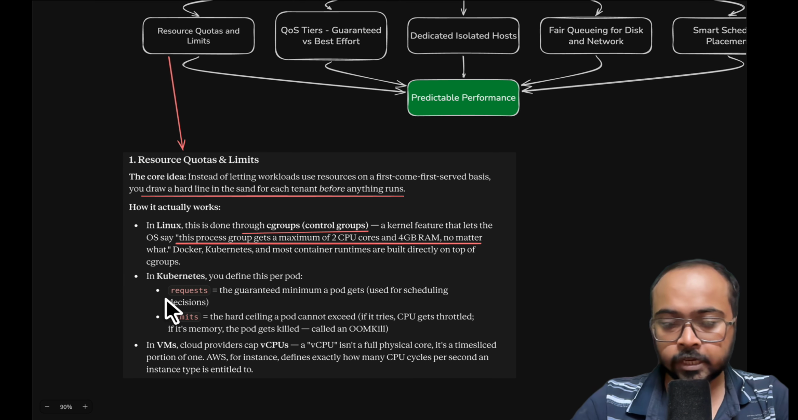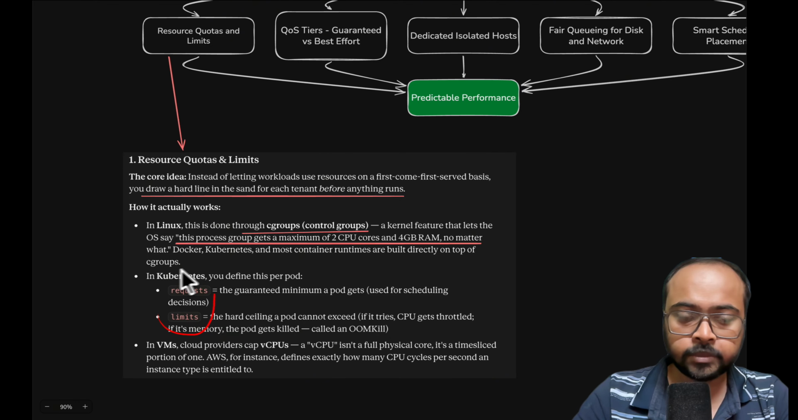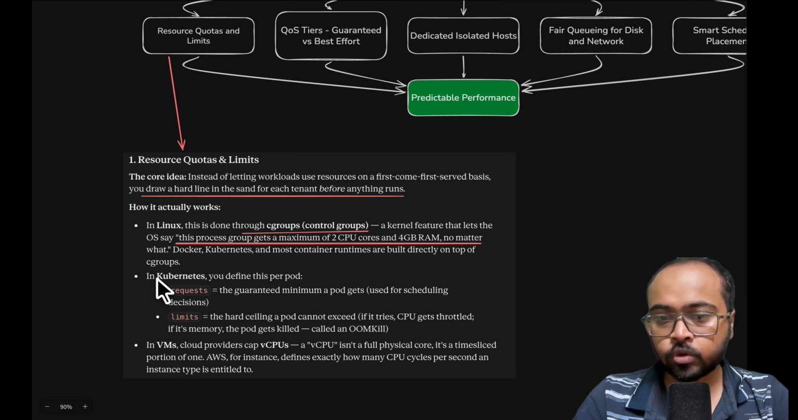Similarly, in Kubernetes, there are two properties known as the request and the limit. By the request, you can specify the guaranteed minimum that a pod will get, and by the limit, you can set a hard ceiling that a pod cannot exceed. If it tries to exceed that, the CPU gets throttled, and if it is memory, then the pod gets killed. So in Kubernetes, by using the request and the limit, you can set a hard limit on the quota so that one process cannot use more resources than it is expected to.